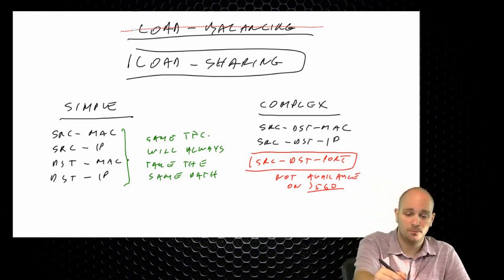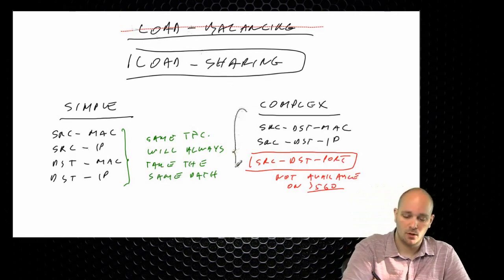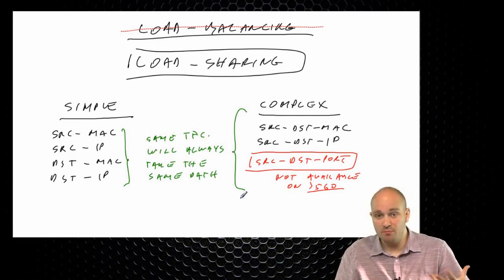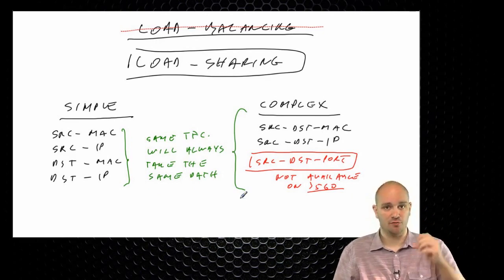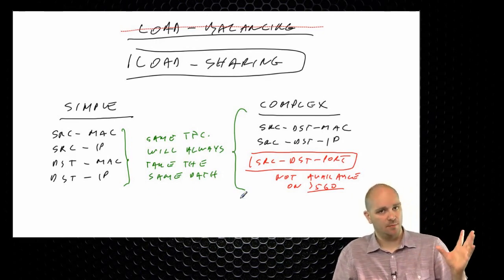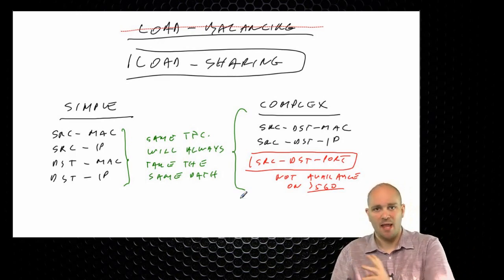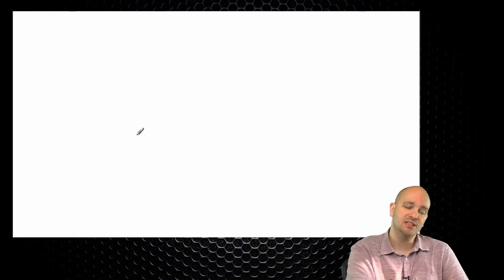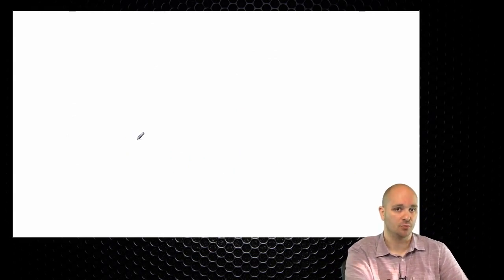Same is true for these complex ones, because it's the same story. If we have the same combination of the source and destination MAC address, that means that traffic will go the same way. Now, why am I telling you this? Because there could be situations in the lab when they don't tell you which load sharing algorithm to use, and you need to choose the best one.